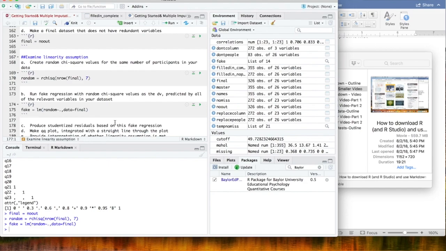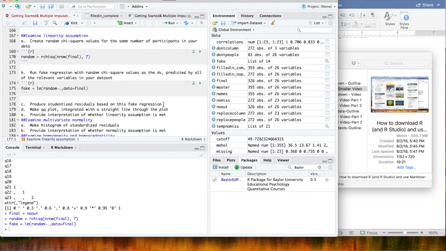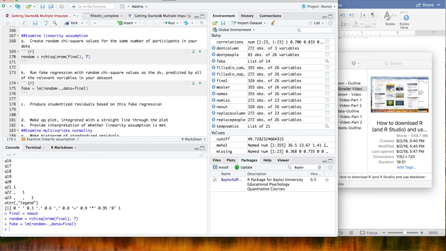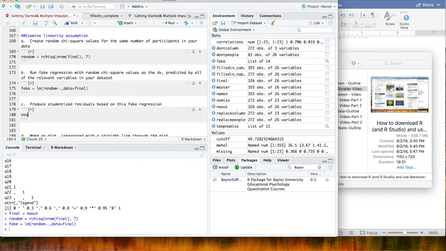Okay, so we run the fake regression. Based on this fake regression, we want to produce standardized residuals, or studentized residuals, based on that fake regression.